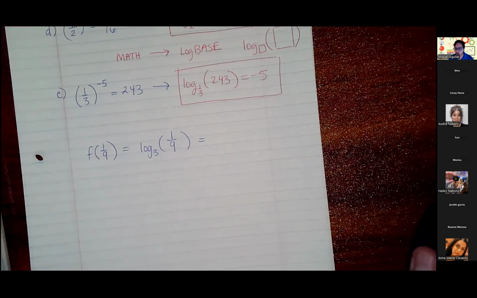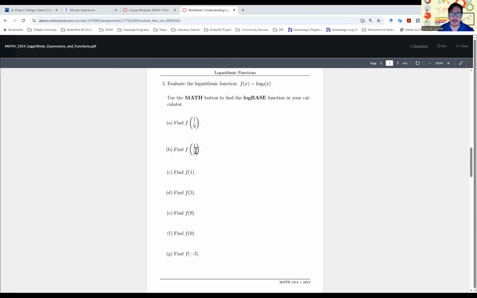The next problem on the worksheet says to evaluate f of 1/3. Okay, so literally we're just going to take this function, log base 3, and plug in as our input 1/3, and that's equal to what? -1. Okay, so the ordered pair I should have here is 1/3, comma, -1. Are you guys okay with that? The one we found above was 1/9, comma, -2.